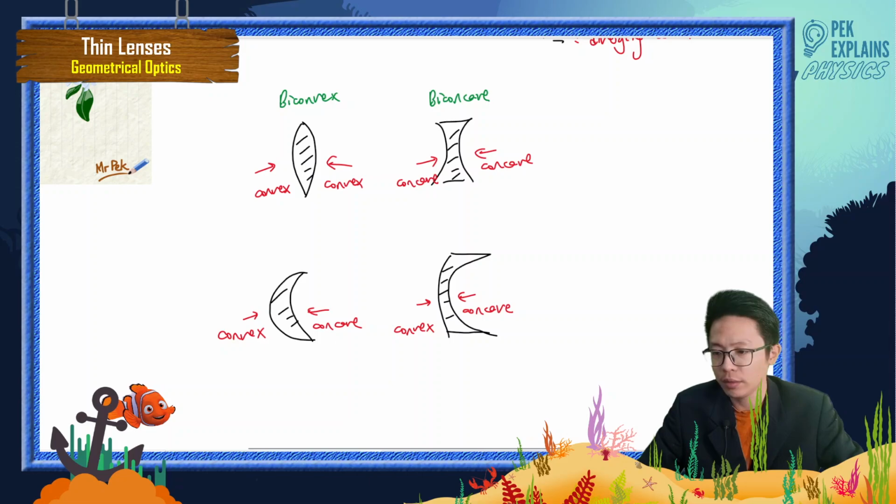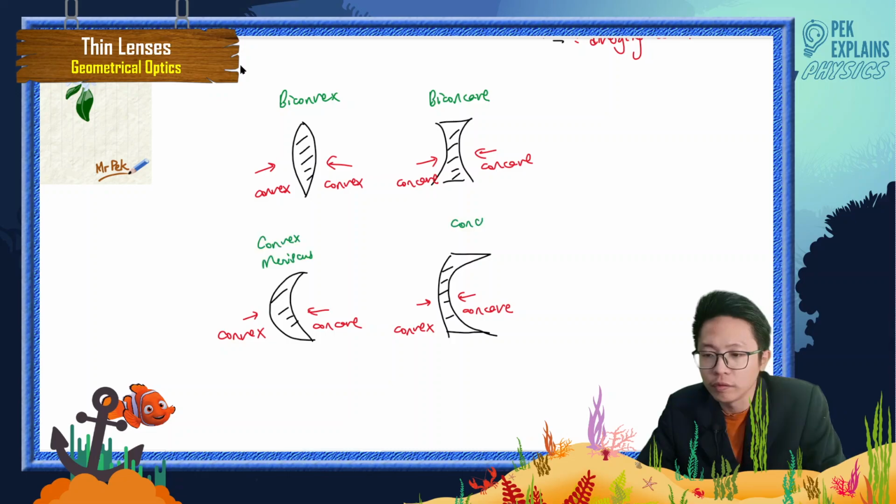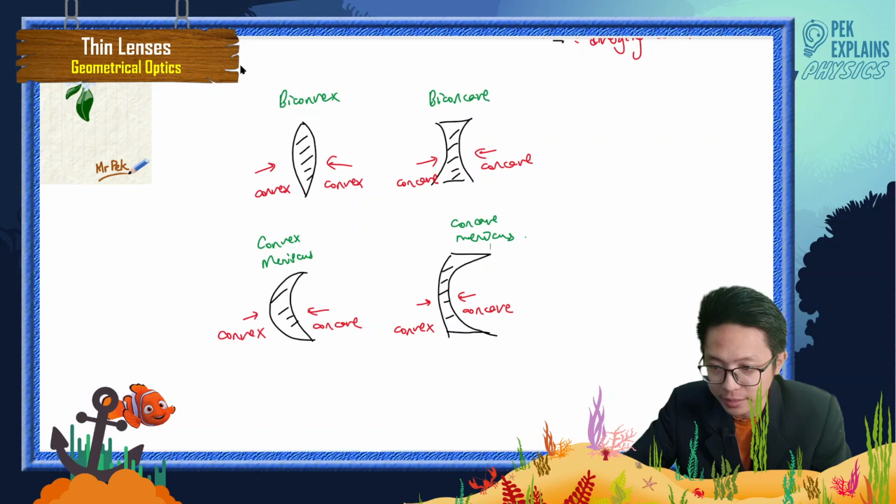The first one is called a convex meniscus. This one is called a concave meniscus. How to spell meniscus? Meniscus. Now, how do we tell them apart? What's the difference between these two?